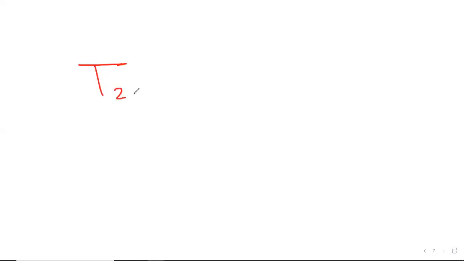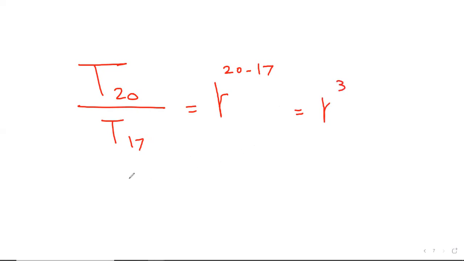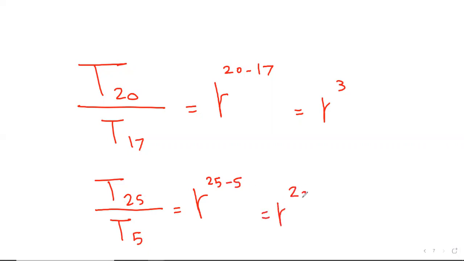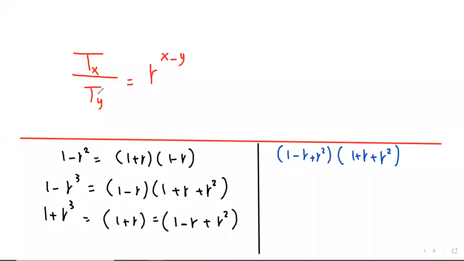So T20 divided by T17, directly it's R to the power of 20 minus 17. So it will be R to the power of 3. And also, if I want to find T25 divided by T5, it will be what? It will be R to the power of, subtract 25 minus 5, it will be R to the power of 20. That's it. Tx divided by Ty equals R to the power of x minus y.